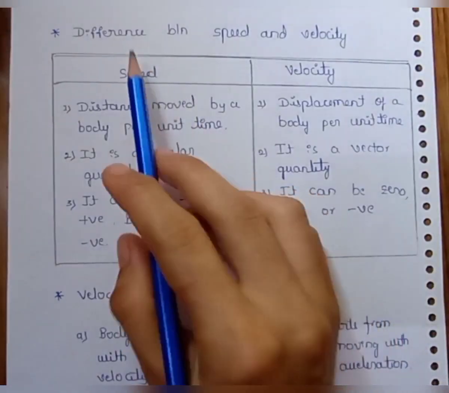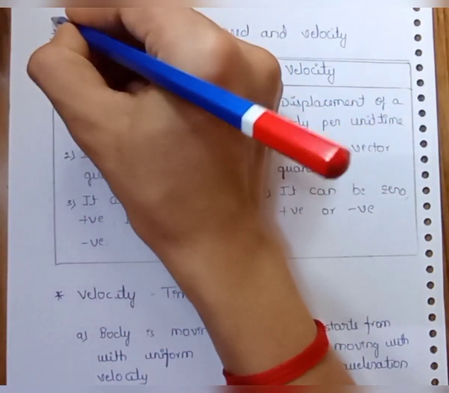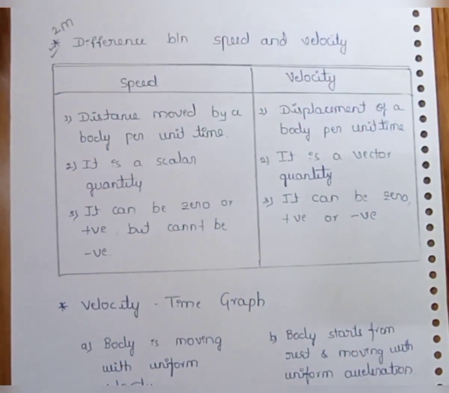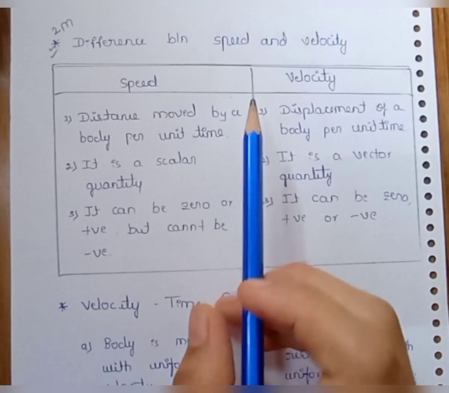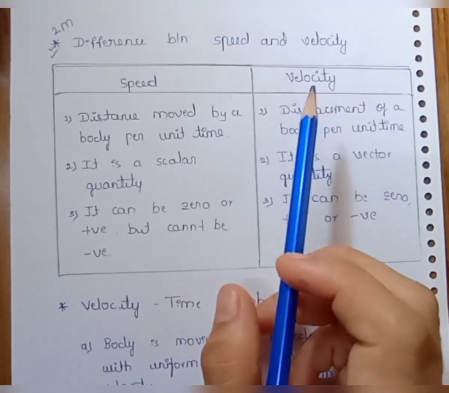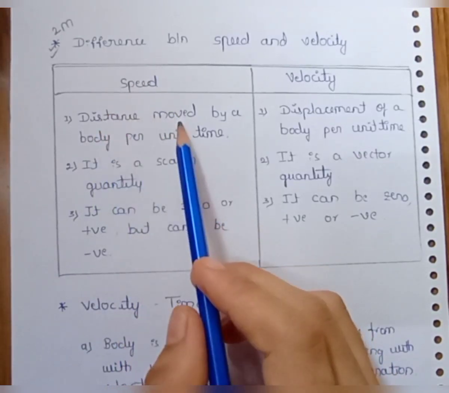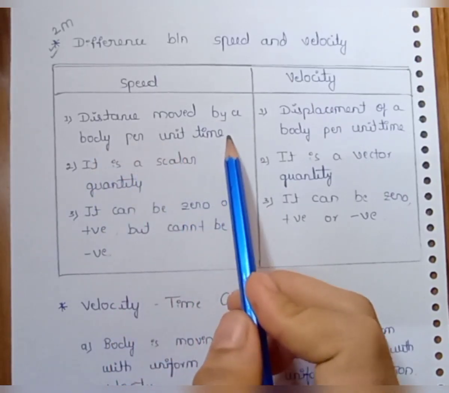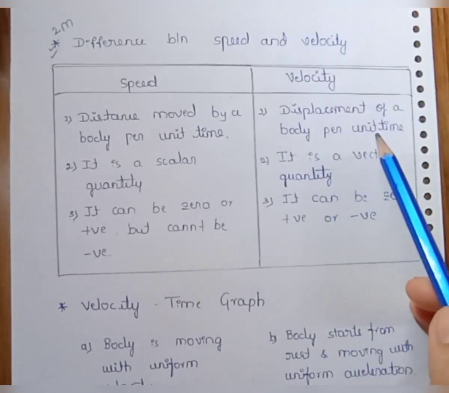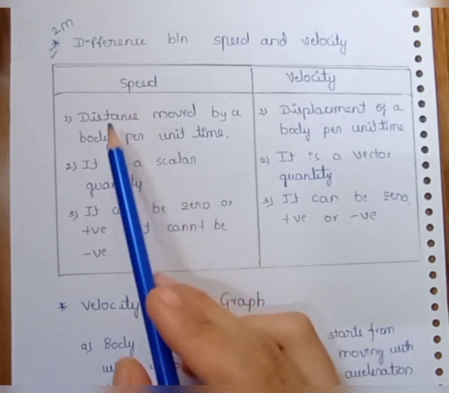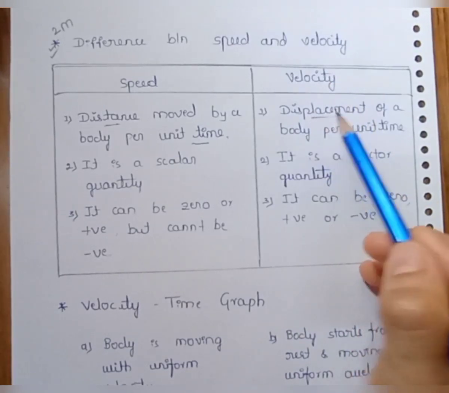Next concept is the difference between speed and velocity. This difference is also important for 2 marks for the final examination. We already know the difference between speed and velocity. First, we have to write the definition for both the quantities. First point: speed is the distance moved by a body per unit time. In case of velocity, it is the displacement of a body per unit time.